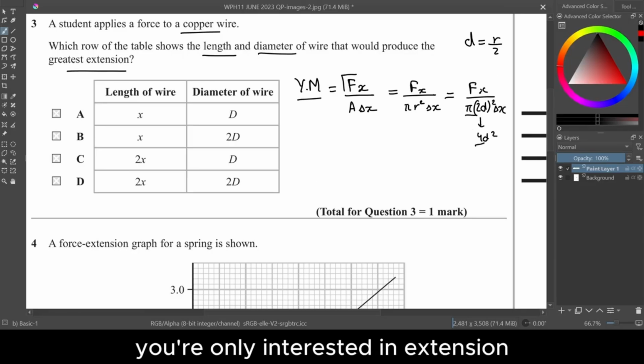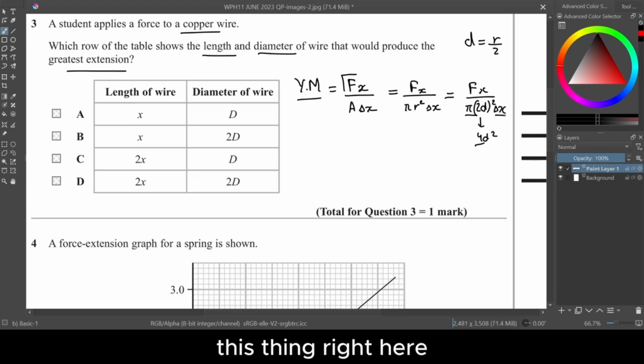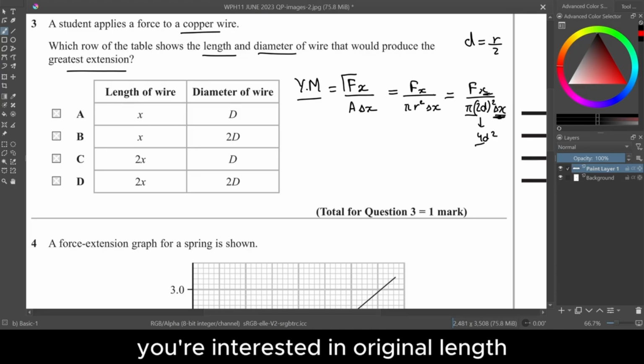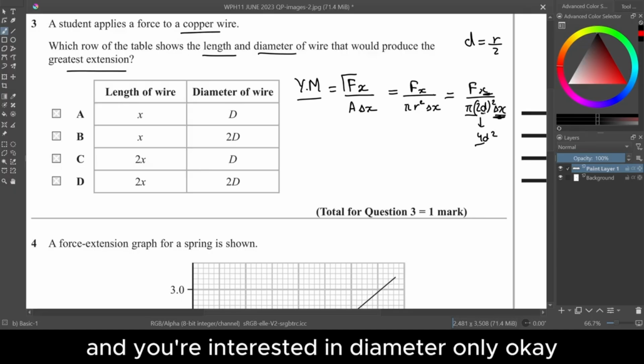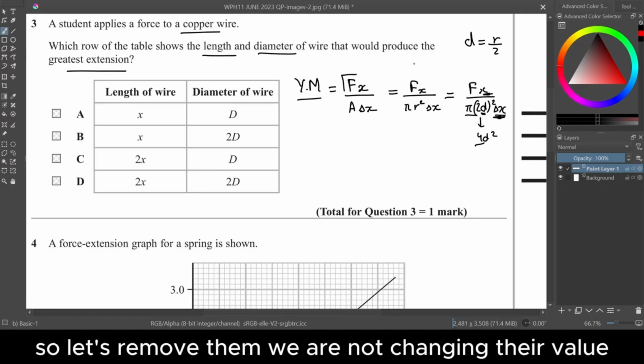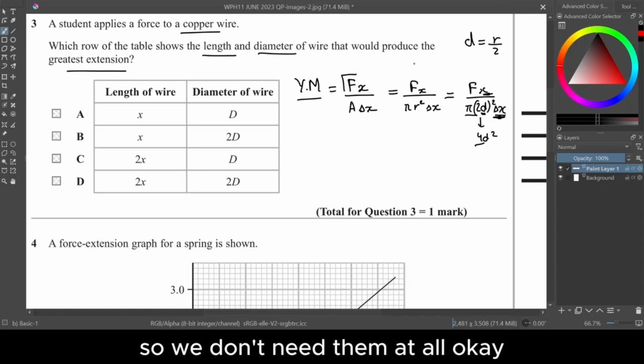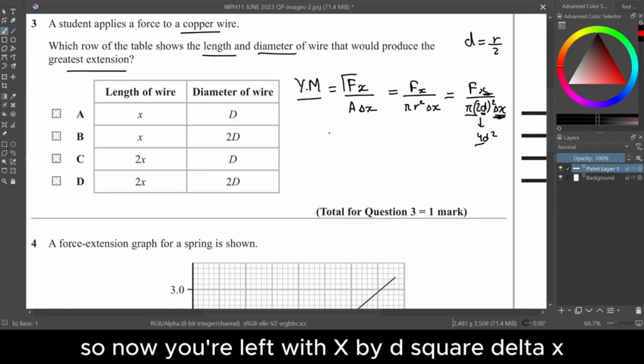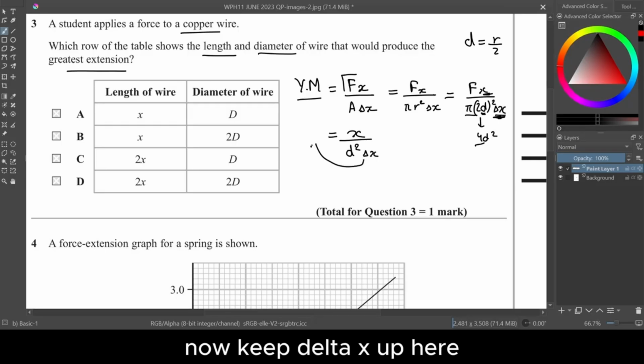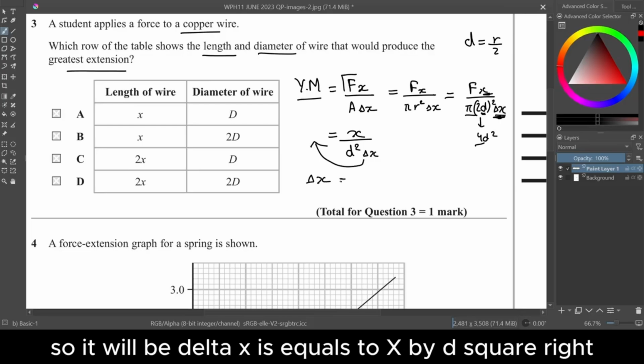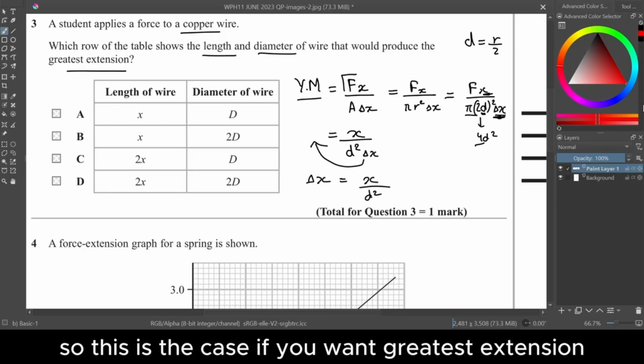You're only interested in extension, this thing right here. You're interested in original length, and you're interested in diameter only. Okay, so let's remove them. We are not changing their value, so we don't need them at all. Okay, so now you're left with x by d square delta x. Now keep delta x up here, so delta x is equal to x by d square, right? So this is the case.